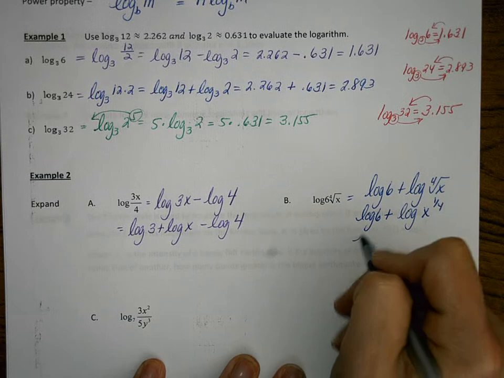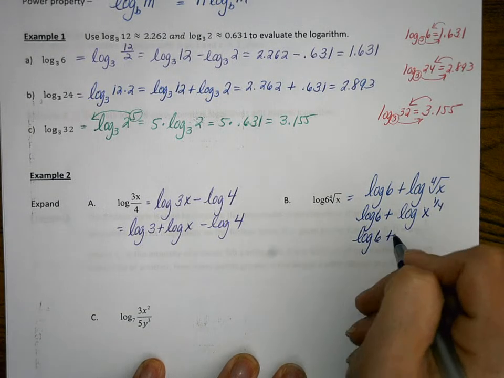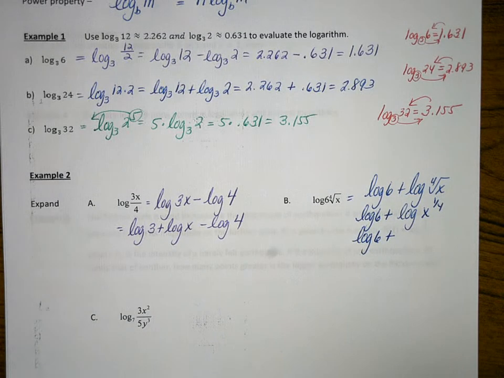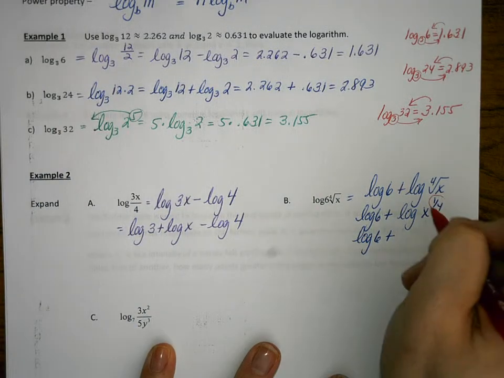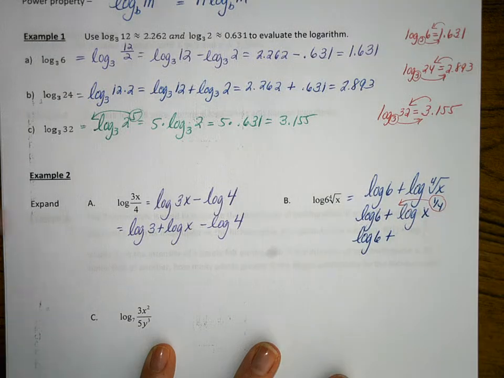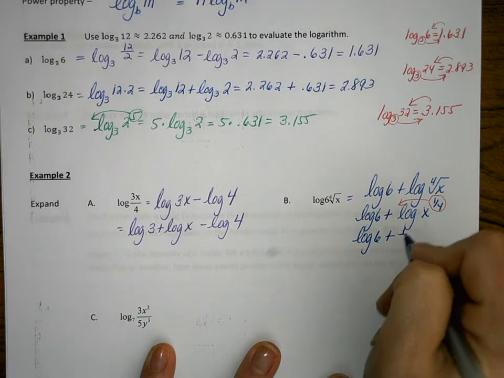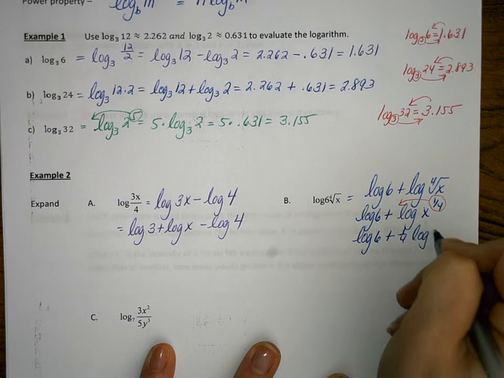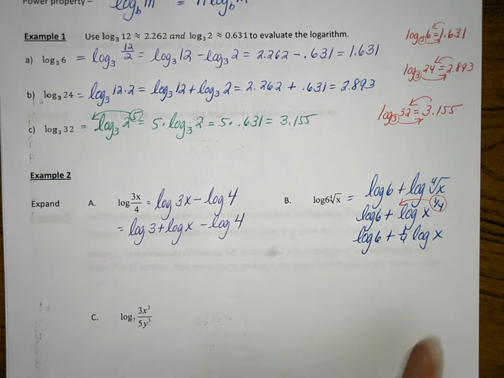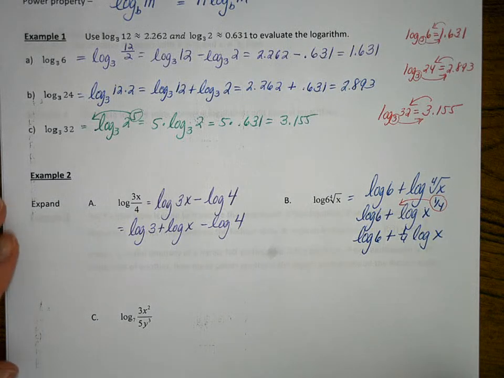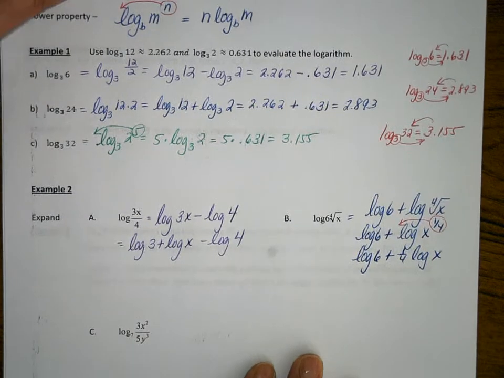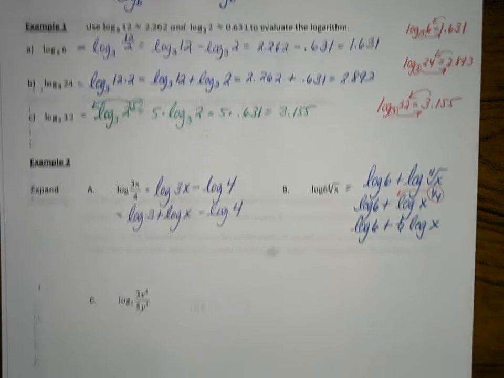So I have log of 6 plus what happens to that 1/4 power? It can fly out in front, absolutely. A power inside of a log, it's like Superman, it can fly out in front. The 1/4 of the log of x. So I have the log of a single thing, it's a variable, I know that I won't be able to do anything with that. All right, try C on your own. Very quickly, try C on your own.